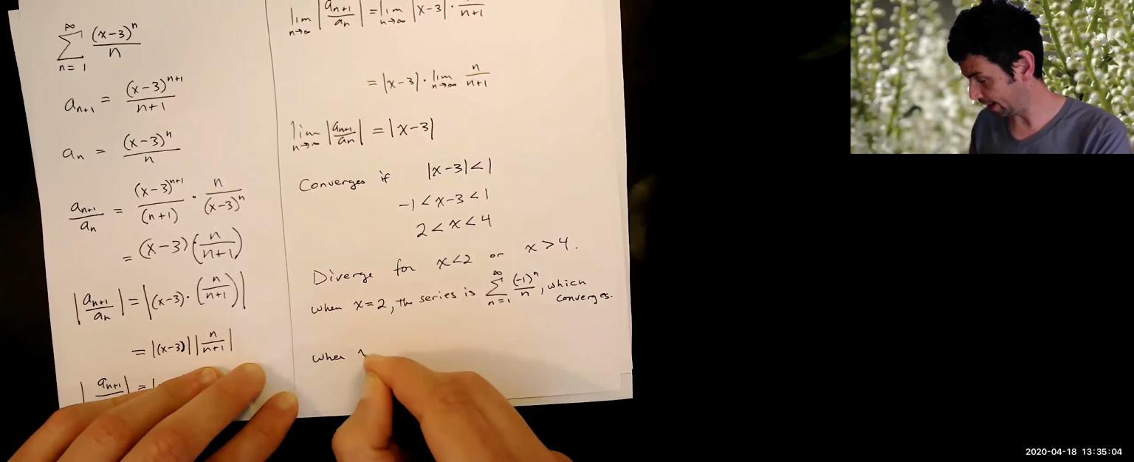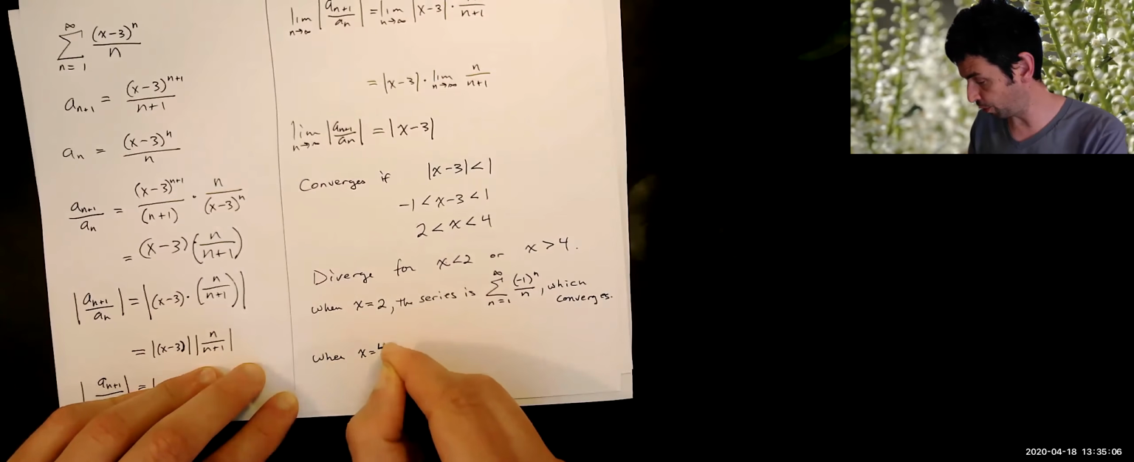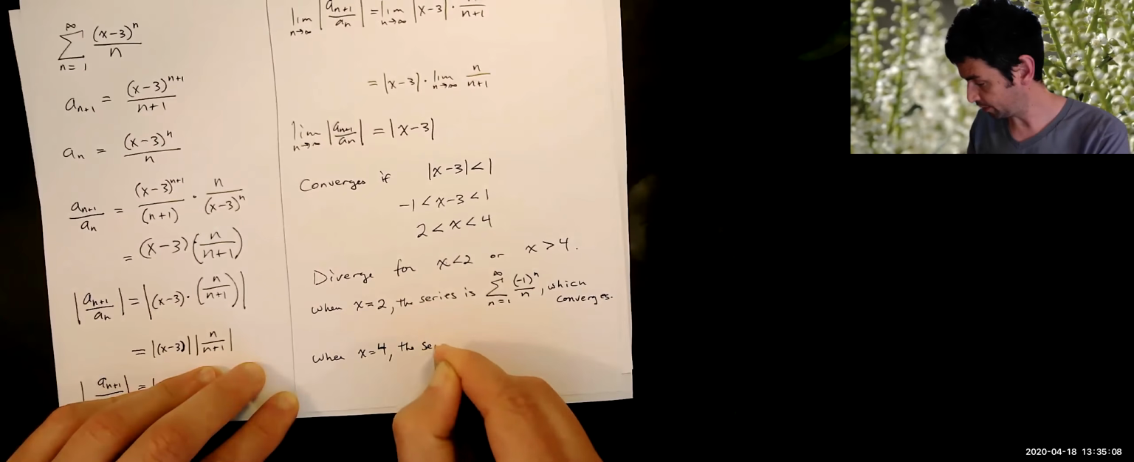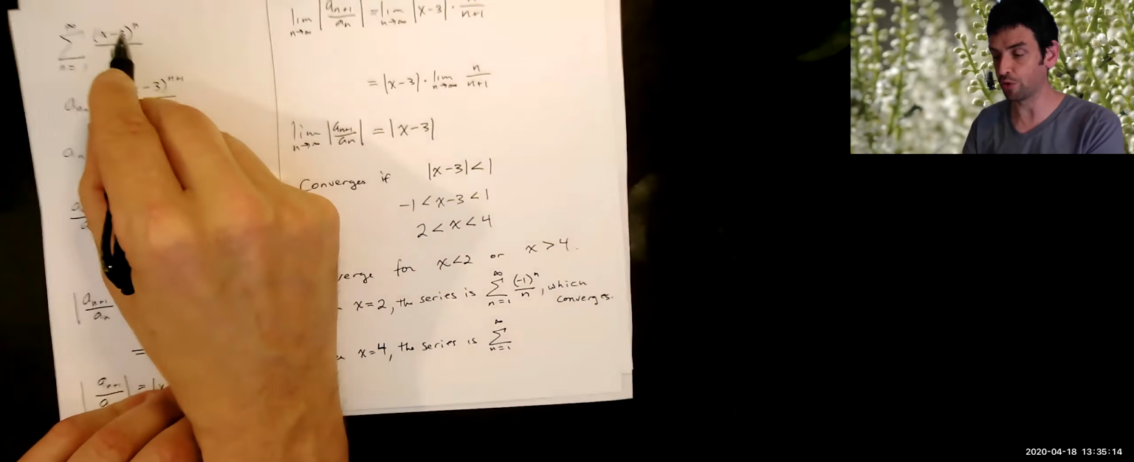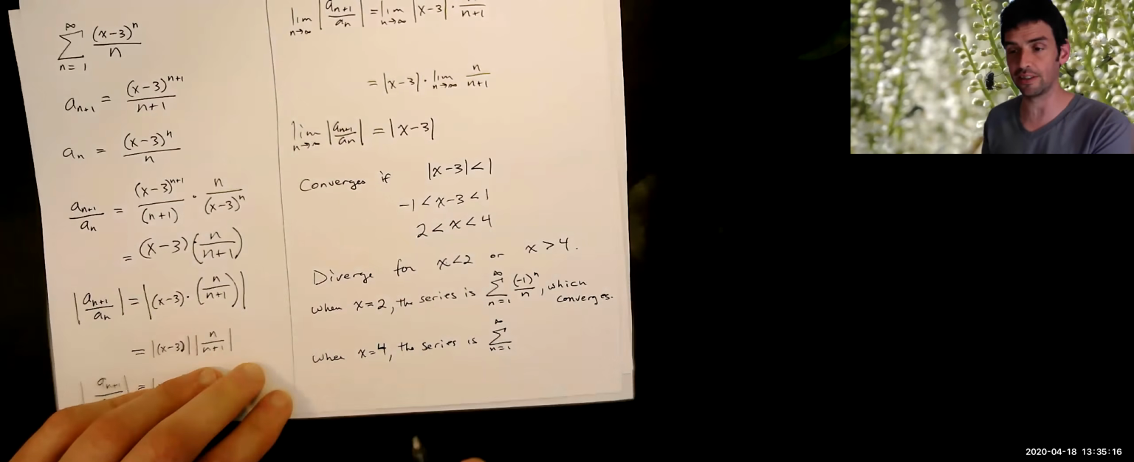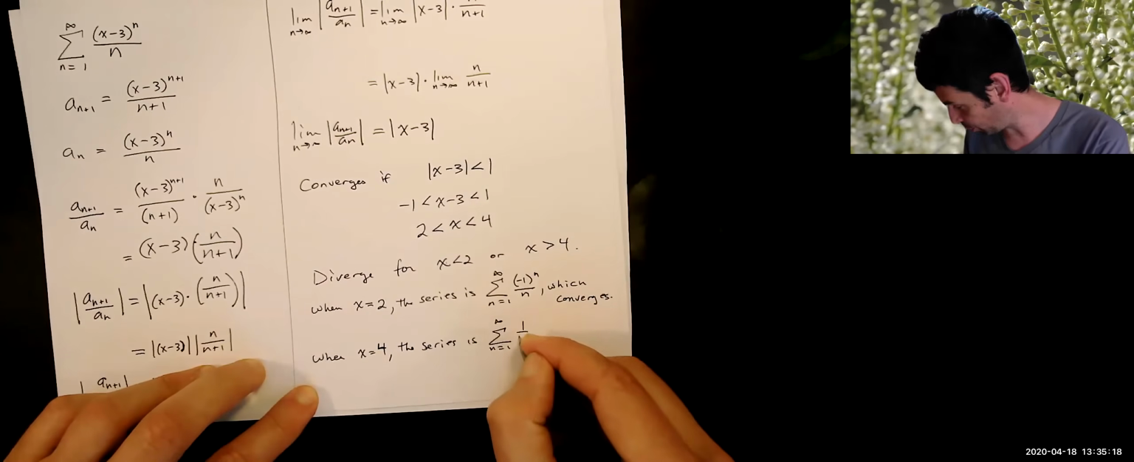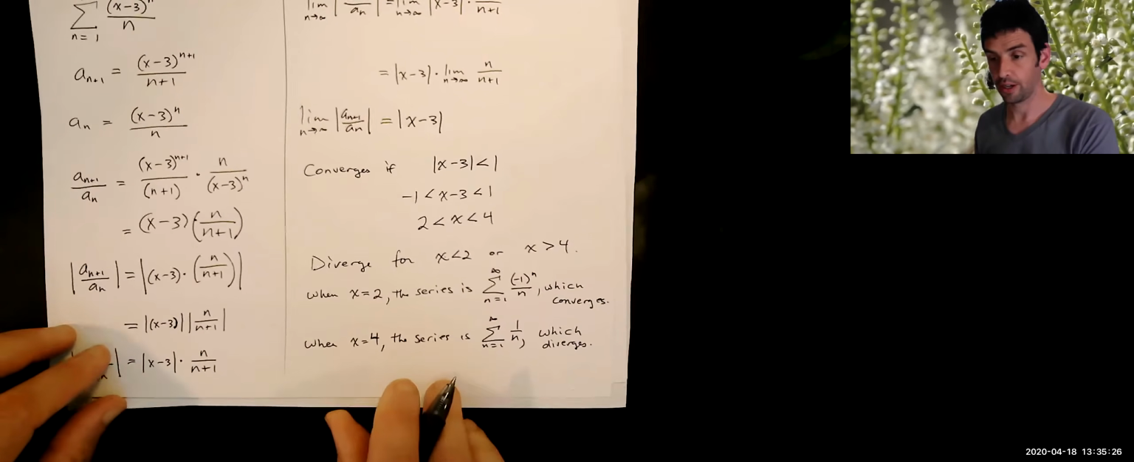When x equals 4, the series is the sum from n equals 1 to infinity. I put in 4, I get 4 minus 3 is 1 to the n. 1 to the n is just 1, so this is 1 over n. This is the harmonic series which diverges.